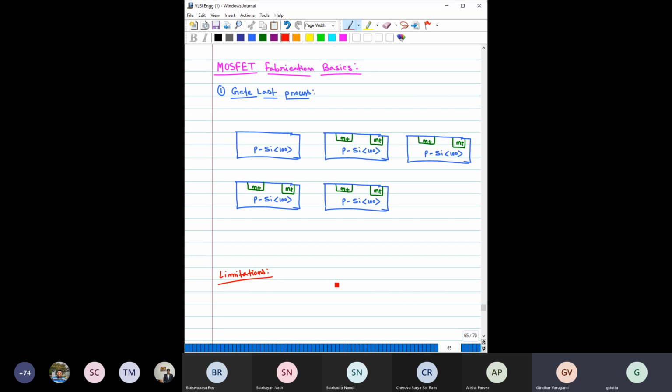But CMOS we have done quite extensively, so we know the CMOS fabrication, but there are some more nitty-gritty things regarding MOSFET fabrication, so let us briefly discuss those as well. For example, when the MOSFET was first invented, it was fabricated using a gate last process. Gate last process means you make the gate at the last. So how do you do that, or how did people do it at that time?